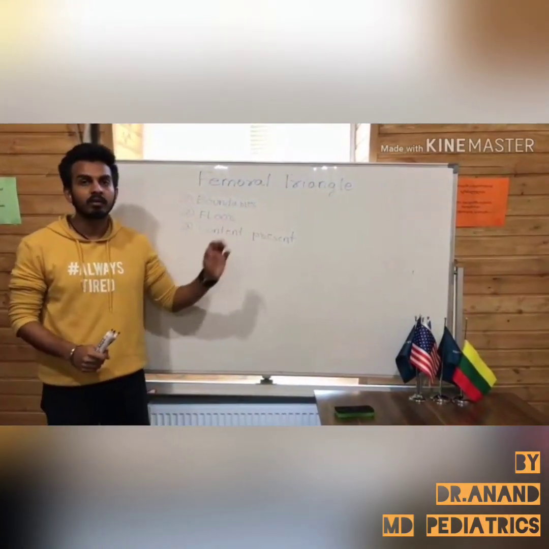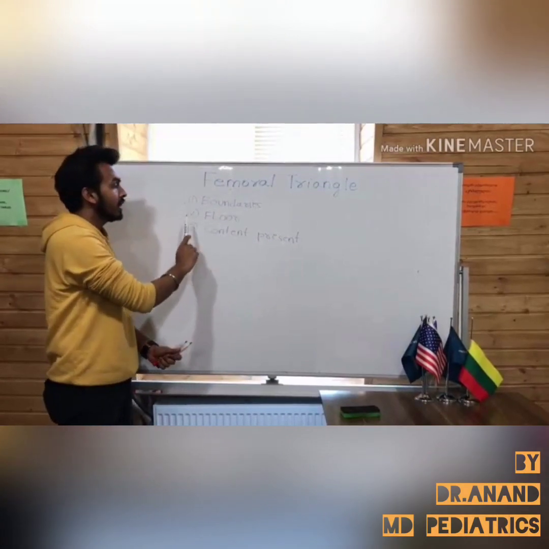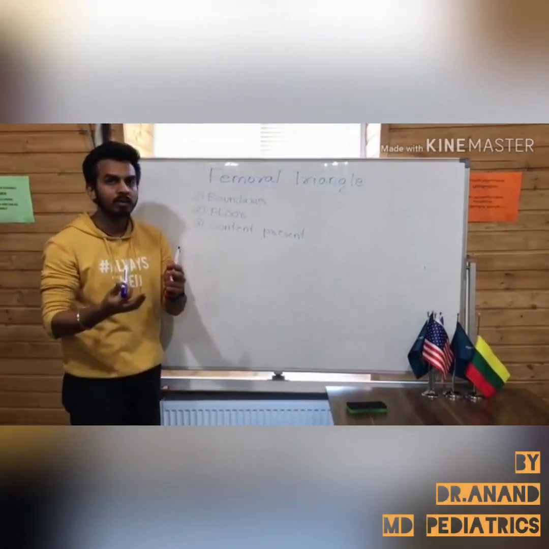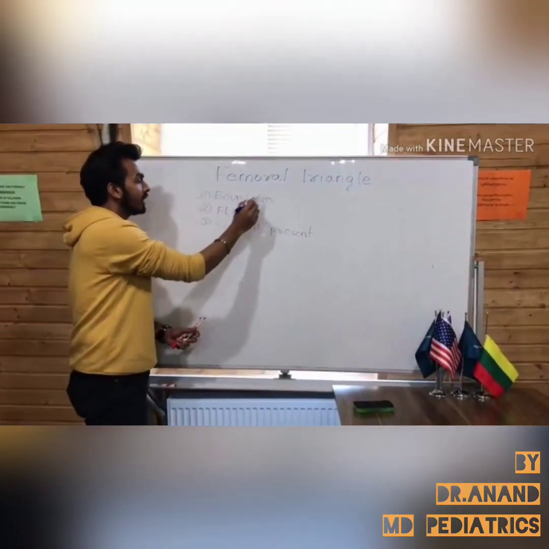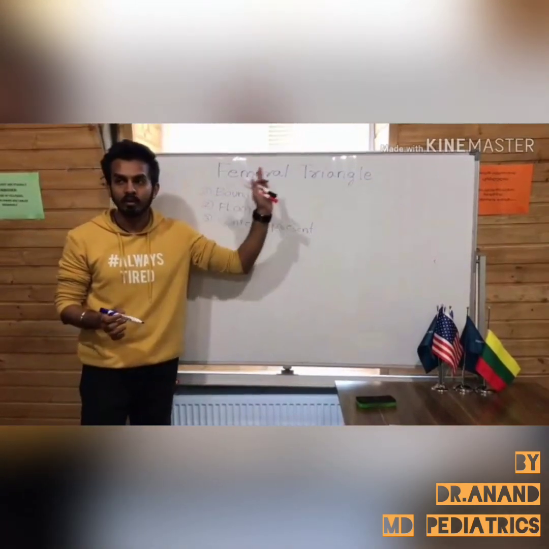So today's section of the video will be covering the femoral triangle. In this section, first we are going to cover the boundaries of the femoral triangle, and second the floor, which is made by 4 muscles, and at last we are going to cover the contents which are present in the femoral triangle.